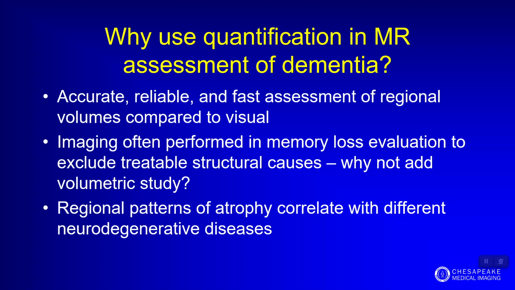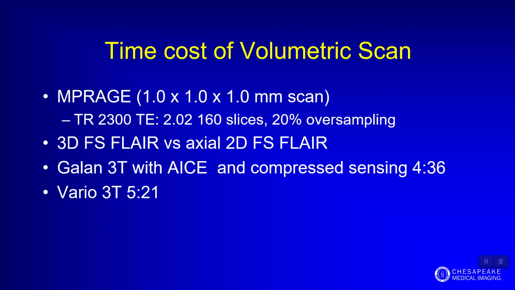Quantification offers an accurate, reliable, and fast assessment of regional volumes compared to visual interpretation. Imaging is often performed in memory loss evaluation to exclude treatable structural causes. Why not add a volumetric study? Regional patterns of atrophy correlate with different neurodegenerative diseases. There is a time cost to volumetric scans.